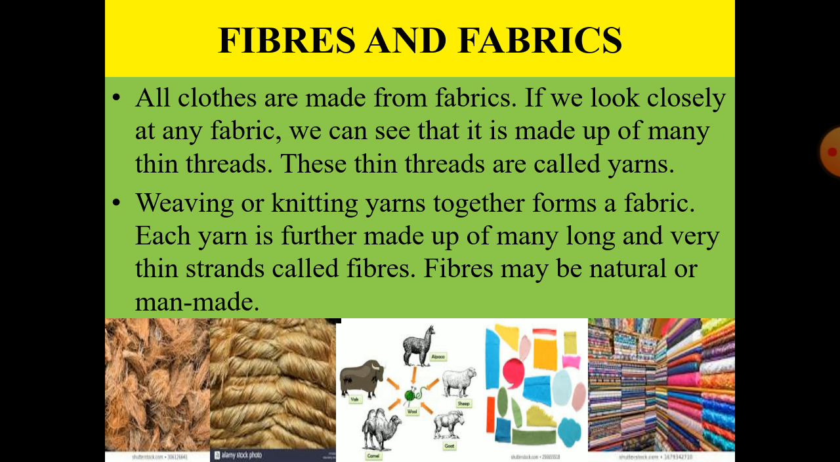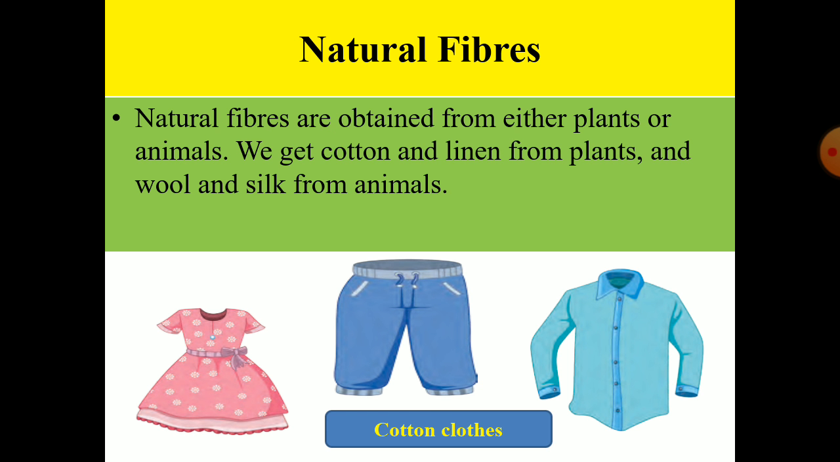Fibers may be natural or man-made. So that means we have two types of fibers. One is natural and another one is man-made or synthetic fibers. Natural fibers. What are natural fibers? Natural fibers are obtained from either plants or animals. We get cotton and linen from plants and wool and silk from animals.